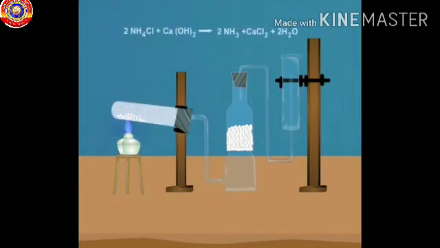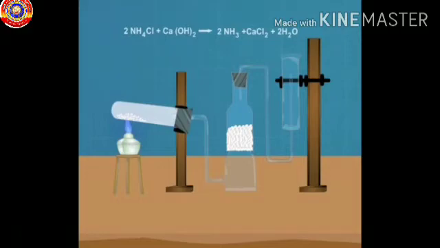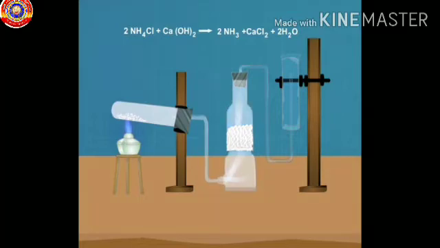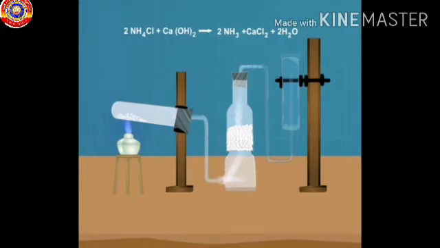Now see, ammonium chloride and calcium hydroxide are strongly heated. Did you see the water molecule as a product? The resultant ammonia gas is passed through the drying tower containing quicklime. Do you know the reason? In order to remove the moisture present in it, the gas is passed through quicklime. Here the quicklime acts as a drying agent. Drying agents are substances which remove the moisture present in a gas.